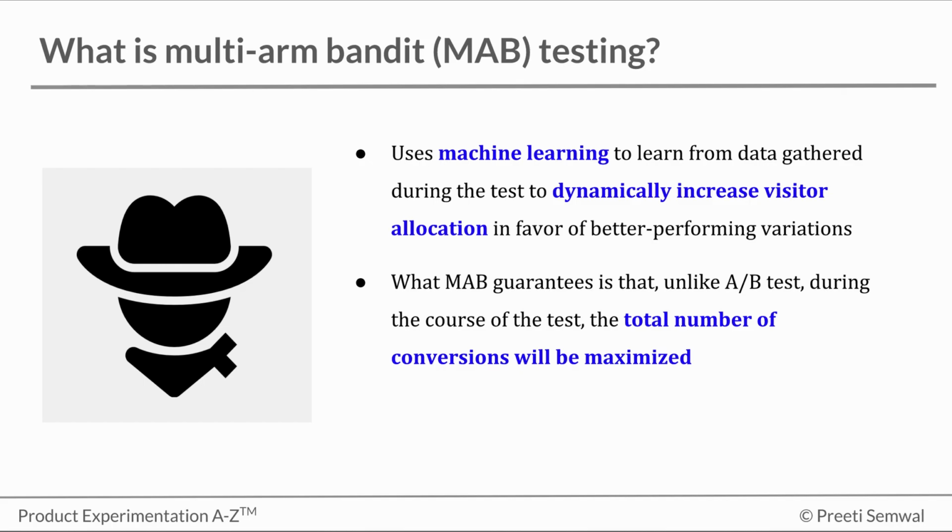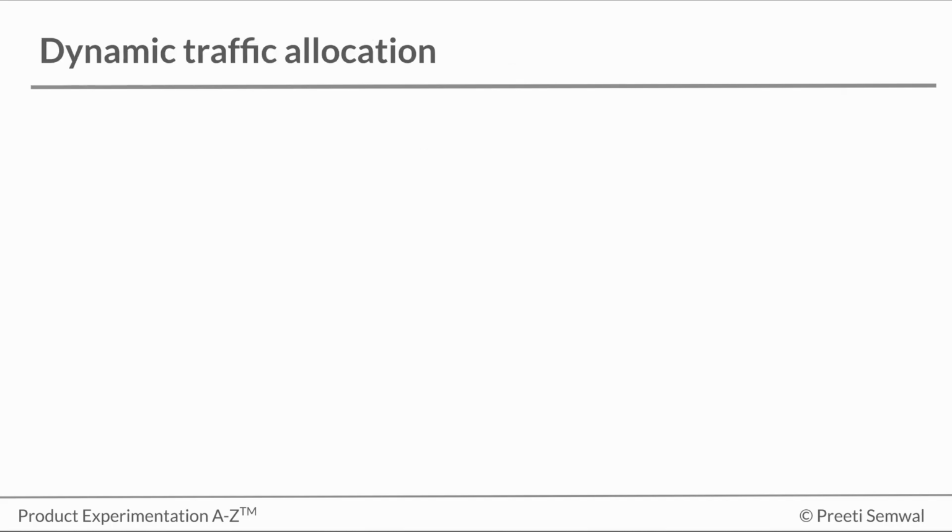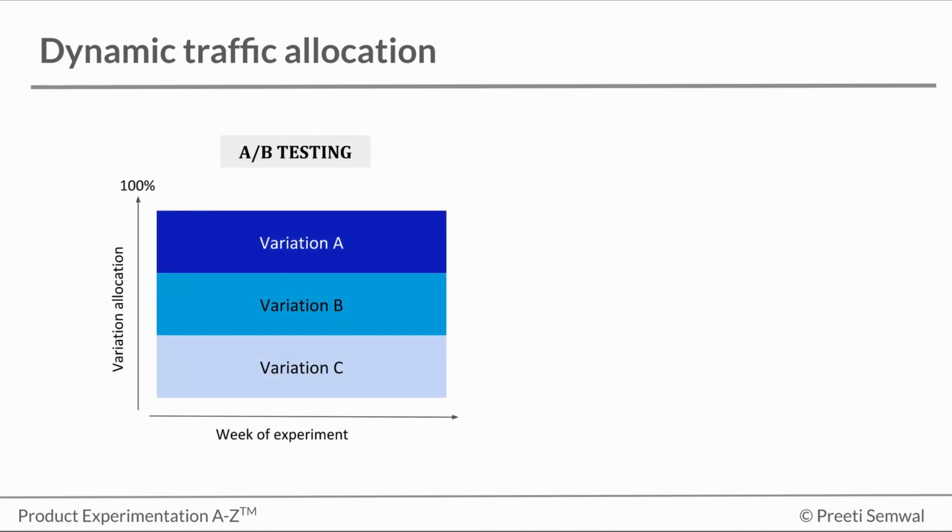Let's look at how dynamic traffic allocation works in action. First, let's imagine we are doing an A/B test with 3 variations, including the control. On the x-axis here, we have time, that is which week we are in since the start of the experiment. And on the y-axis, we have the traffic allocation across the 3 variations. We can see here that the allocation at the start of experiment was 1/3 towards each variation, and it stays constant over time. Now let's look at what happens in the case of multi-arm bandit testing.